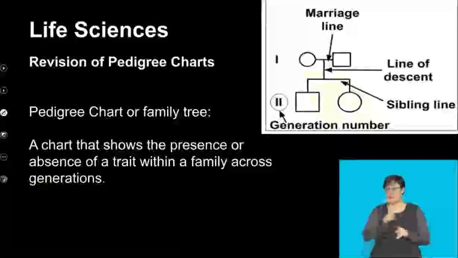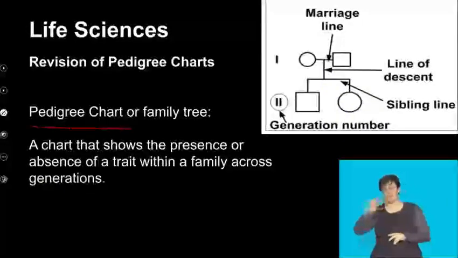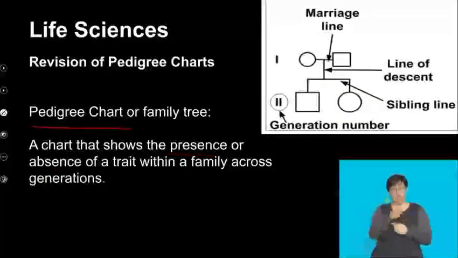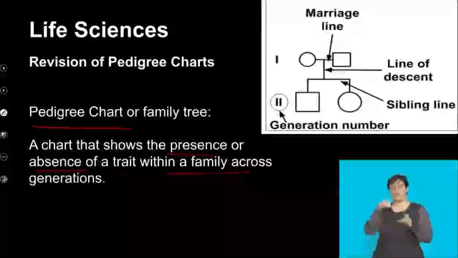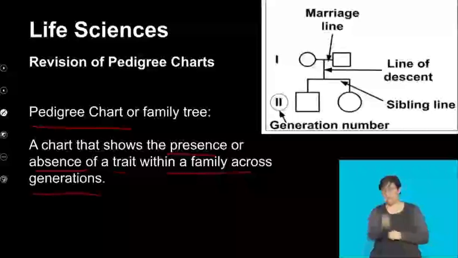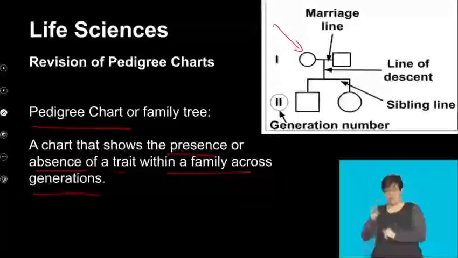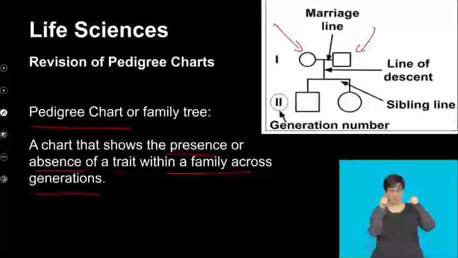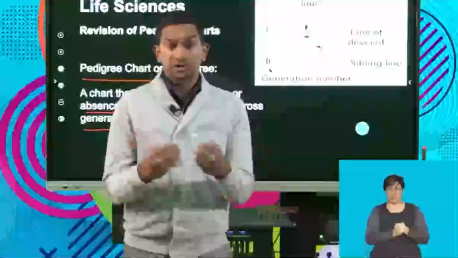So again, a pedigree chart, as I mentioned, is a chart that shows the presence or absence of a trait within a family across generations. It's important that we understand what these symbols represent. So often we have a key that says that circles represent the females in a population, the squares represent the males. When we have a line connecting the individuals, we say that that is a marriage line, or in the context of animals, it's a cross that happens.